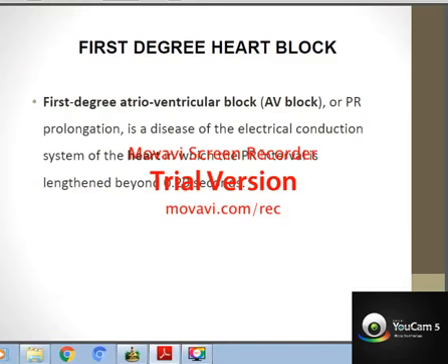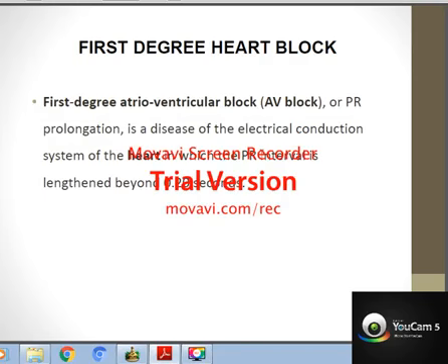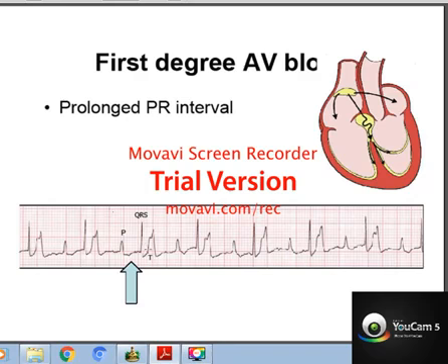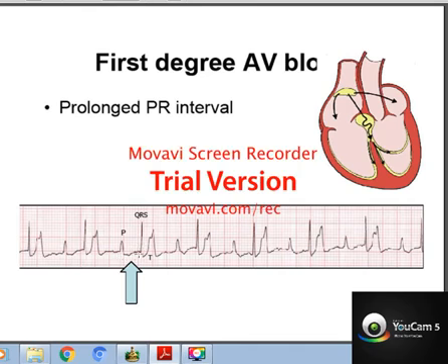First degree heart block is a first degree atrioventricular block. So AV block and heart block are the same. In first degree atrioventricular block, what happens is the PR interval prolongs. You all know the PR interval is 0.12 to 0.20 seconds. But here you can see this is the P wave and this is the QRS, and the space between the P wave and the QRS complex is long. Usually it should be 0.12 to 0.20 seconds, and here it goes more than that.